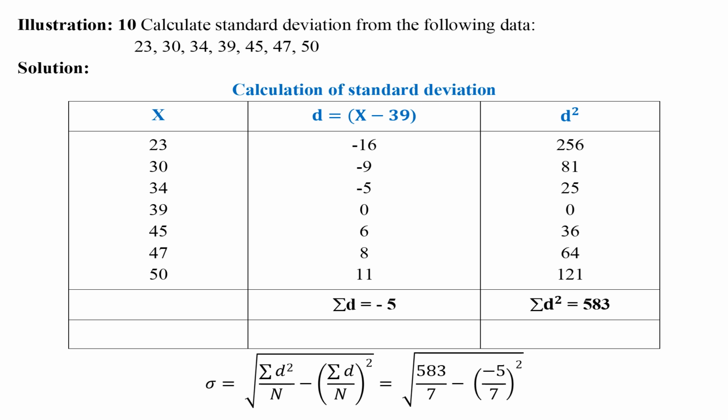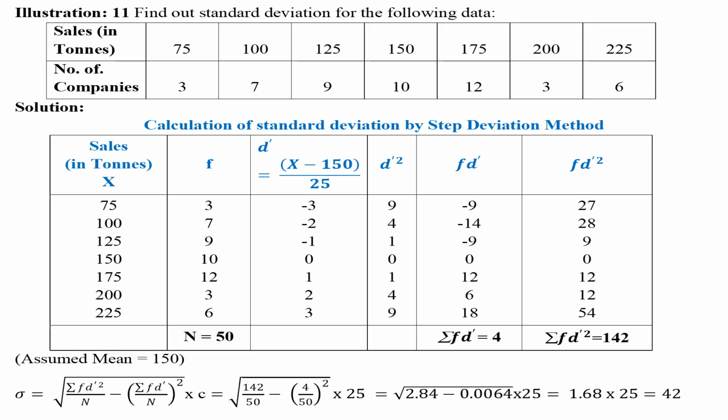This illustration is related with calculation of standard deviation by the step deviation method. This is a discrete series. Assumed mean equals 150. A 6-column table is prepared. The first 2 columns contain variables and frequency as given in the illustration. In the third column, d' is calculated with assumed mean 150 and common factor 25.